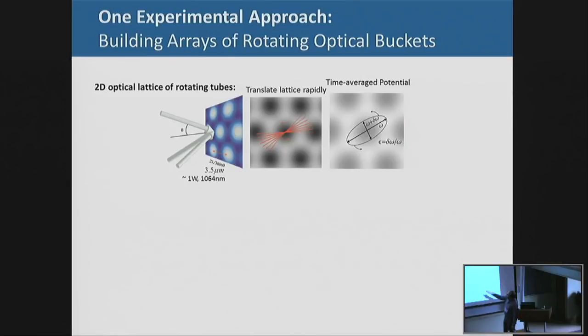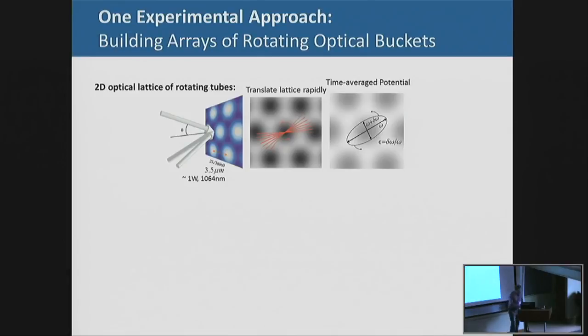We form a two-dimensional lattice potential that looks like this. We translate that lattice potential rapidly, and the time average of that potential looks like an anisotropic harmonic oscillator, and we can make it spin around its own center. And of course, every lattice site in this sample is doing exactly the same thing. It's spinning around its own center.